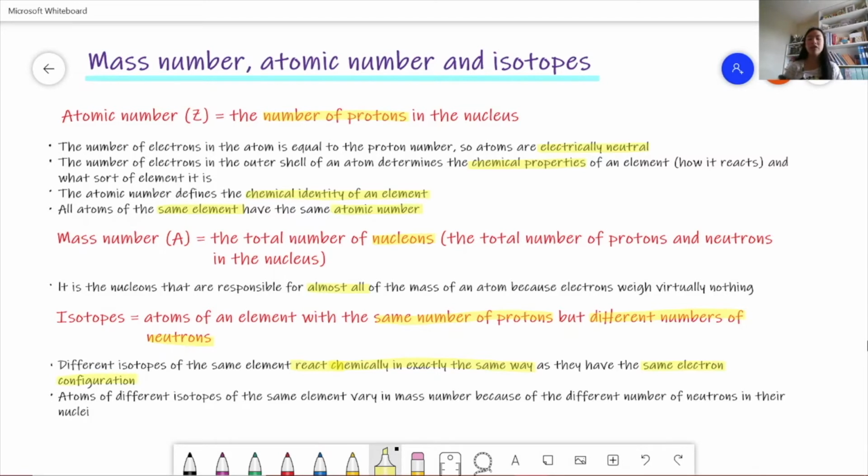And atoms of different isotopes of the same element vary in mass number because we have that mass number is equal to the total number of nucleons, so protons plus neutrons. And because they have a different number of neutrons, all isotopes' mass numbers will be different.